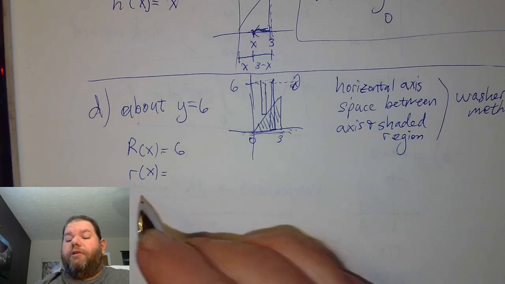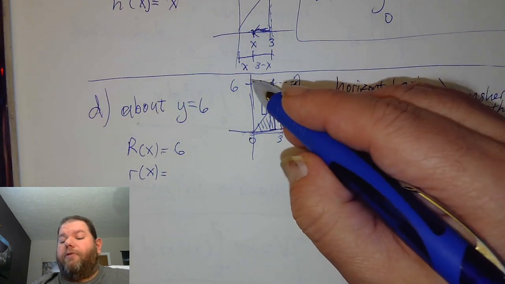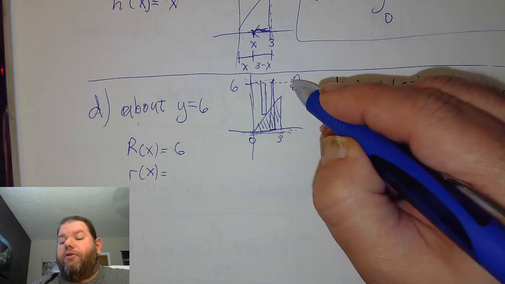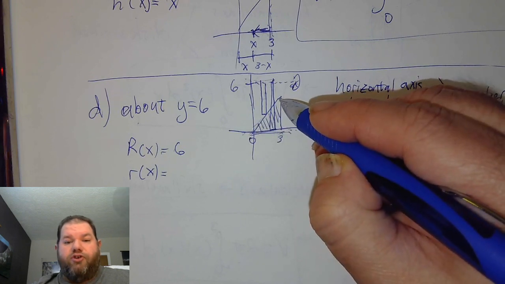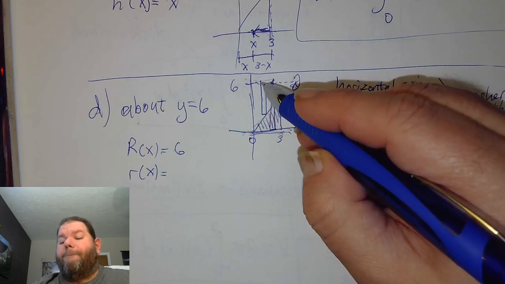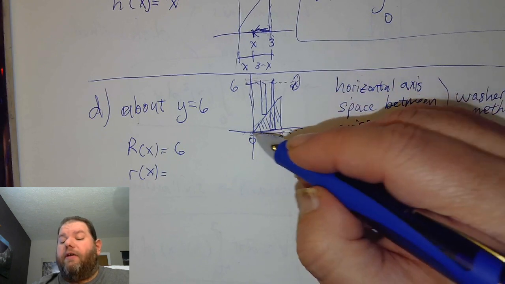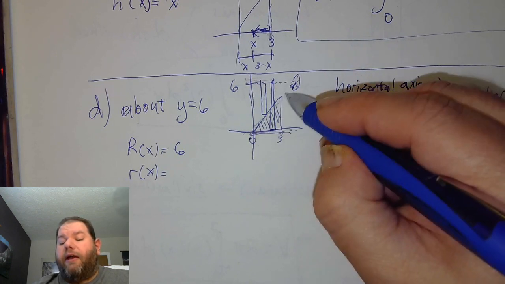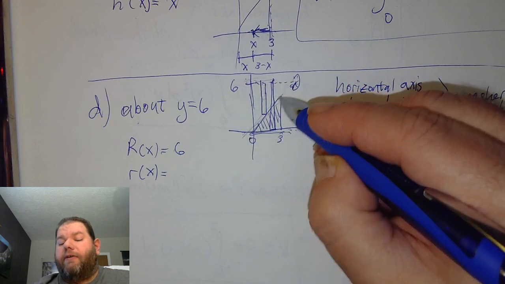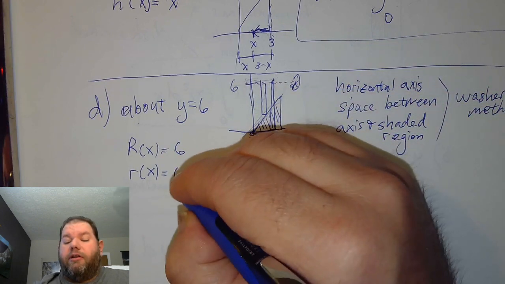Now, little r of x is the distance between our axis of revolution here and the closer edge of the shaded region. And again, top minus bottom, so we'll take 6 for that axis minus, this is y equals x, so we'll do 6 minus x. And that will be our little radius function.